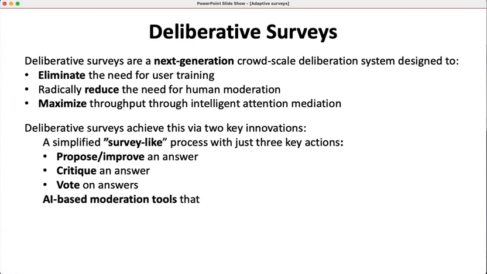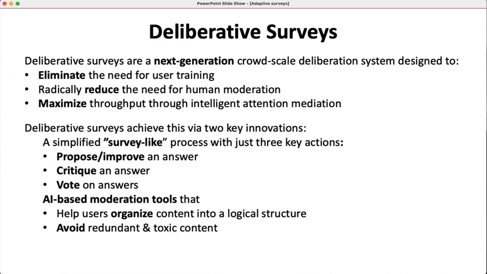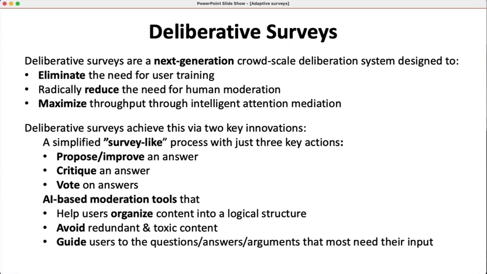The second key innovation is the use of AI-based moderation tools that serve several purposes. They help users organize their content correctly when they enter it into the deliberation map, which is something that human moderators were doing in earlier versions. They automatically help avoid redundant and toxic content. And they do intelligent attention mediation by guiding users to the questions, answers, and arguments that most need particular input.